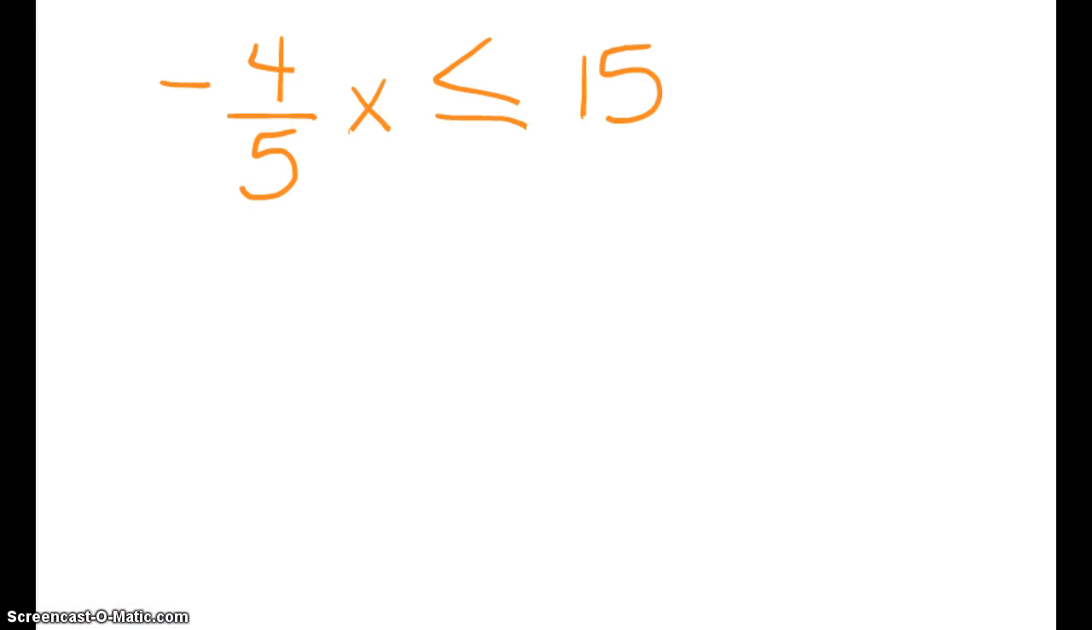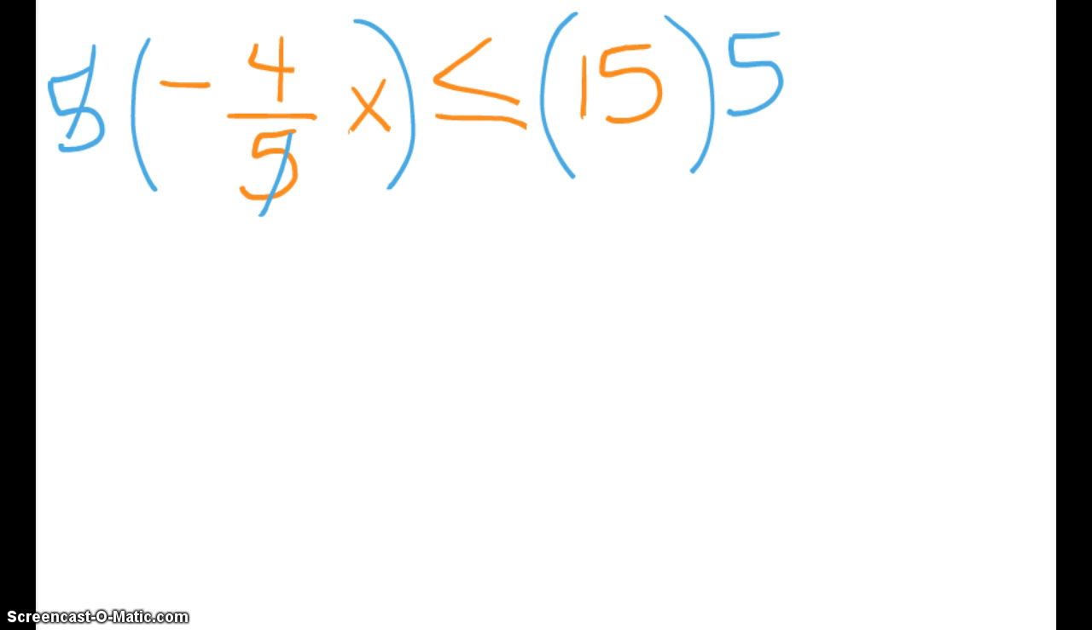Inequalities review. I want you to write this problem down. I want you to solve it, and then we will check it. So the first thing that we're going to do is get rid of our fraction. To get rid of our fraction, remember, we're going to multiply everything on both sides by 5. And the 5's divide out, so we're left with negative 4x is less than or equal to 75.